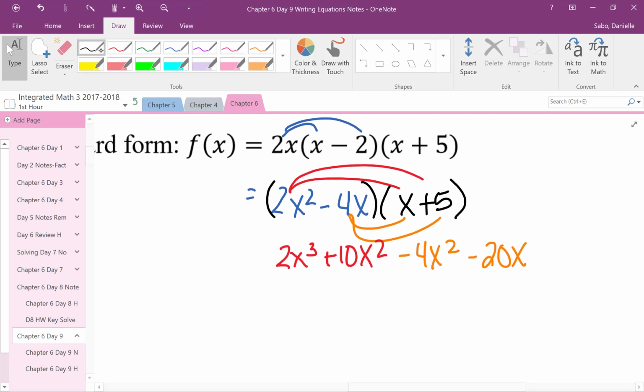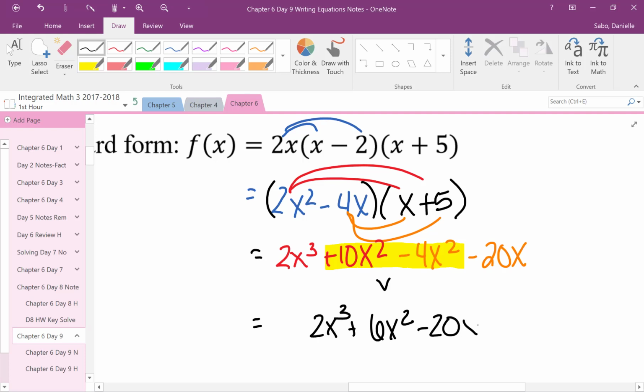My last and final step here is to combine like terms. What's like terms here? Good. I have negative 10x squared and a positive 10x squared and a negative 4x squared, and that makes what? Good. 6x squared. And I'm going to bring down my 2x cubed and my negative 20x. And that is my final answer.